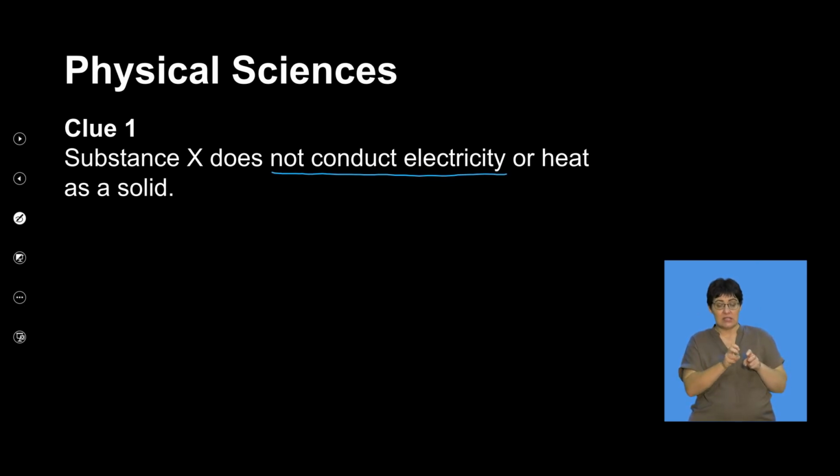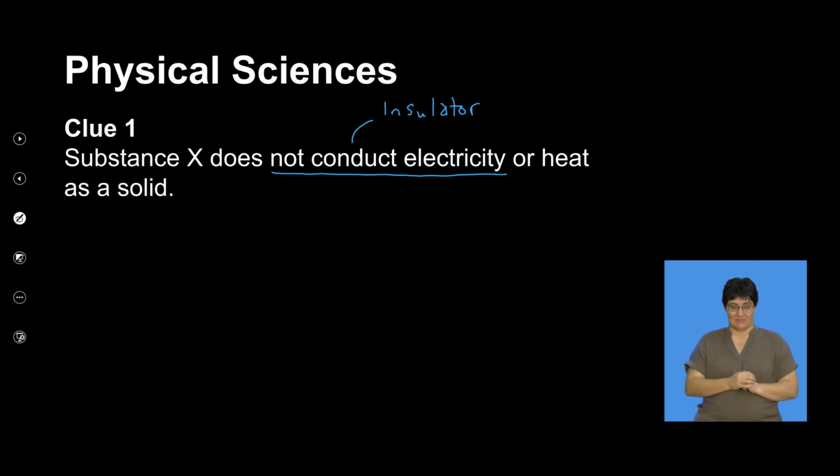So substances that do not conduct electricity, we are saying that they are insulators, right? Remember, an insulator does not conduct either heat or electricity. So if it doesn't conduct electricity, it's an electrical insulator. If it doesn't conduct heat, it's a thermal insulator. So if X is in solid form, it doesn't conduct either heat or electricity. So that's the first clue, okay?